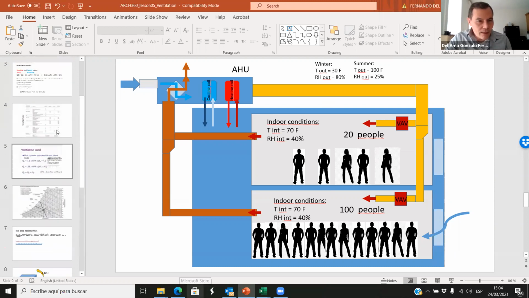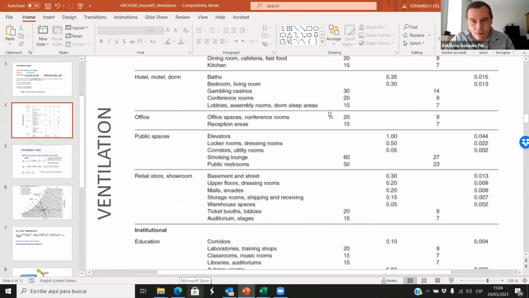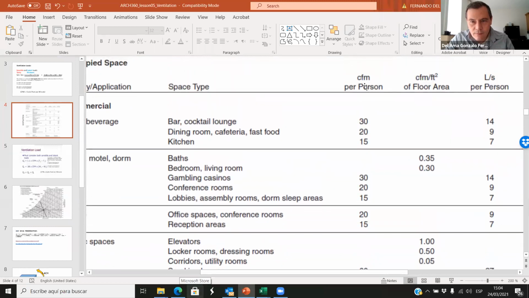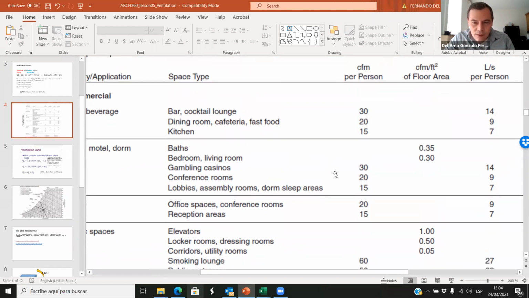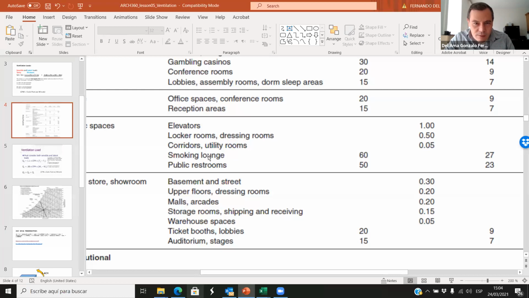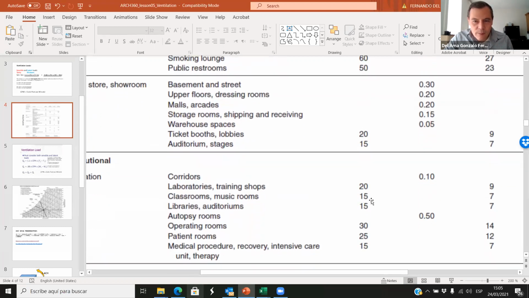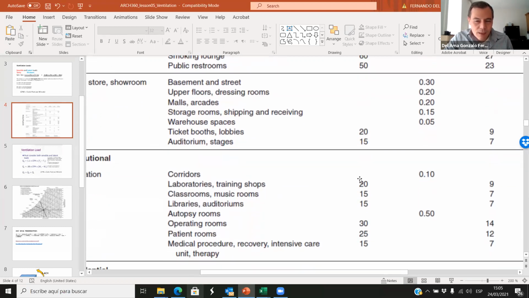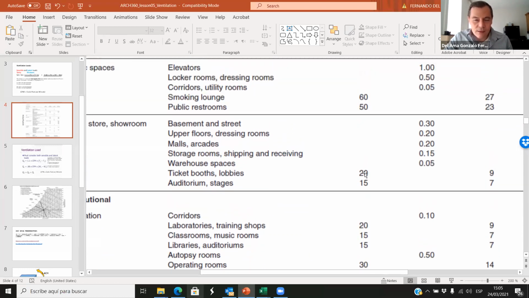And if we look at this, okay, so this is the CFM per person. In this, it's always around 20. So here we have 20, 20, 20. If we have a smoking lounge or a public restroom, we need to increase the amount of fresh air that we are supplying. Okay, so here we have 60 or 50, but in most of the spaces it is between 15 and 20. And those are always minimum, okay? So we can always increase this value.